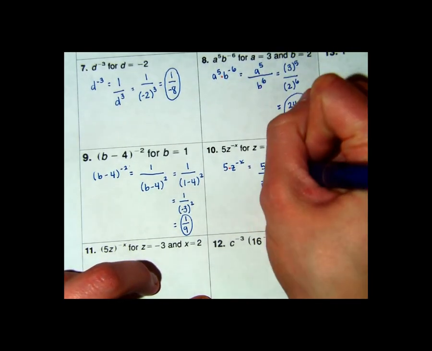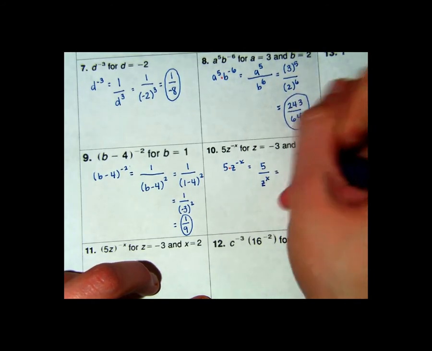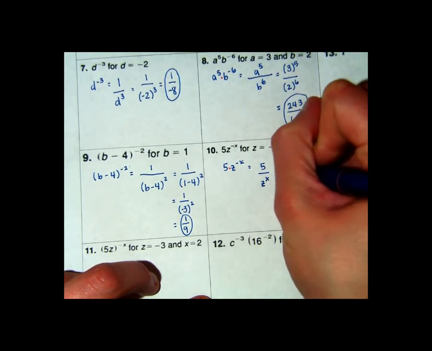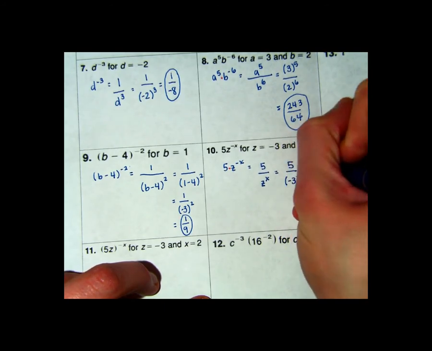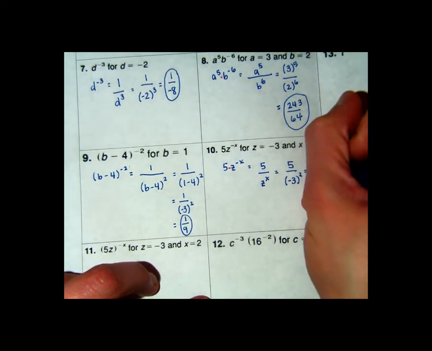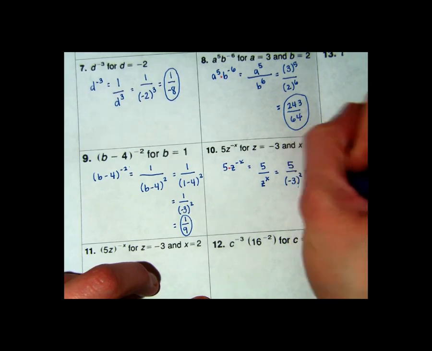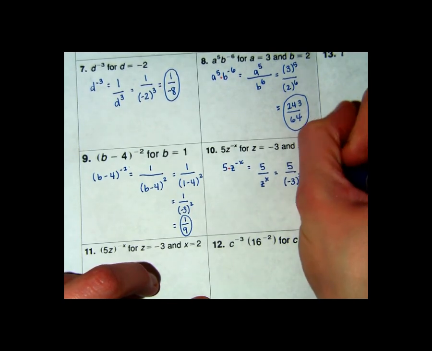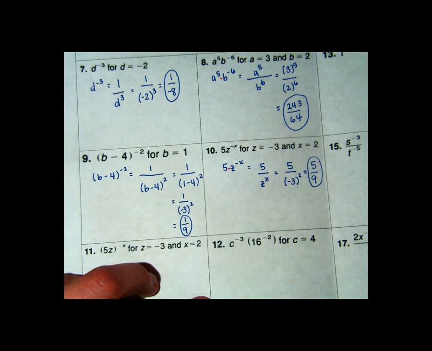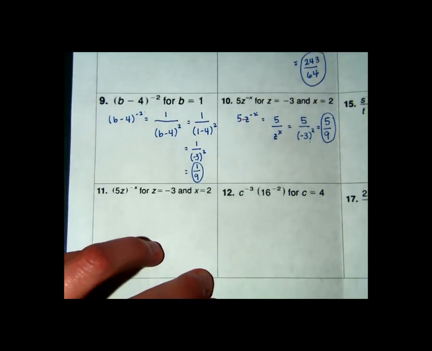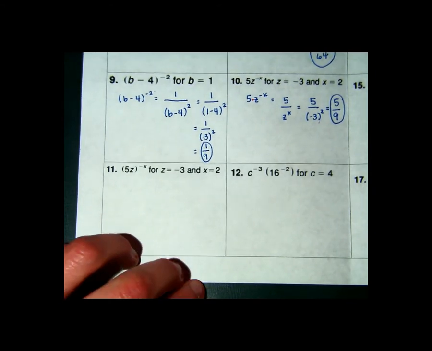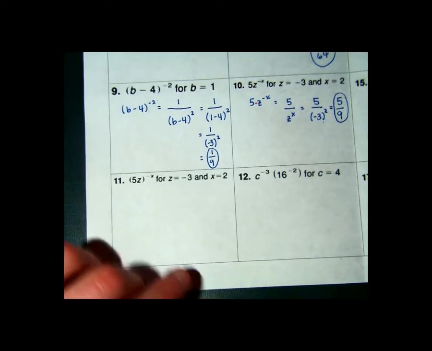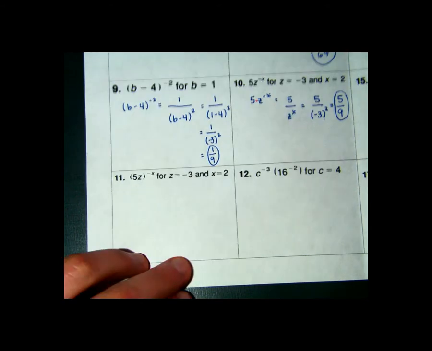I'm now going to plug in z and x. 5 stays the same. Z is negative 3. X is 2. 5 over negative 3 squared is 9. Again, leave them as fractions. It's easier to worry about. You don't have to worry about how much you have to round it or anything like that. Again, good idea to pause it and see if you can try these on your own.